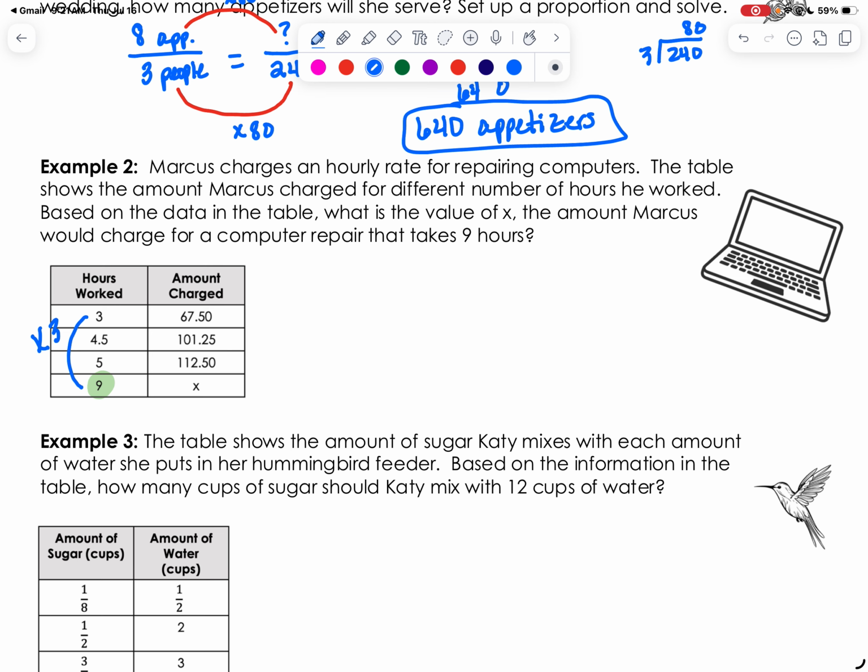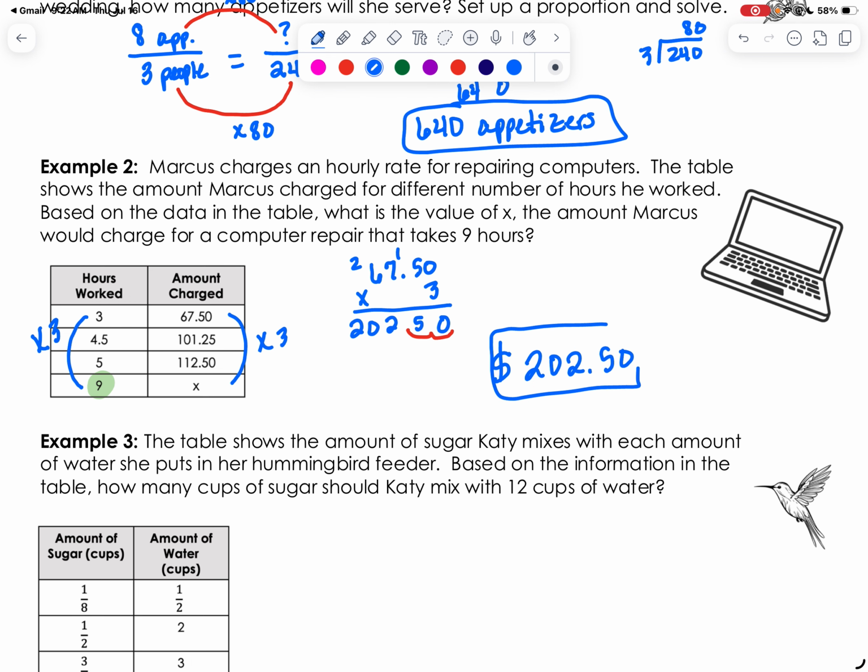I would be scaling by 3. So to find X, I would just need to multiply that $67.50 times 3, and that would find X. So I'm going to take $67.50 and multiply it by 3. So that'd be 15, carry the 1, 21, 22, carry the 2, 18, 19, 20. If I move my decimal in 2 places, because there were 2 numbers after the decimal, that tells me that Marcus would charge $202.50 for 9 hours of work.